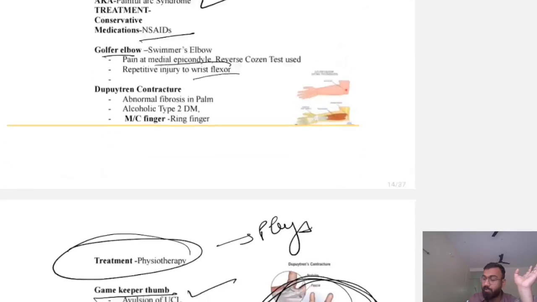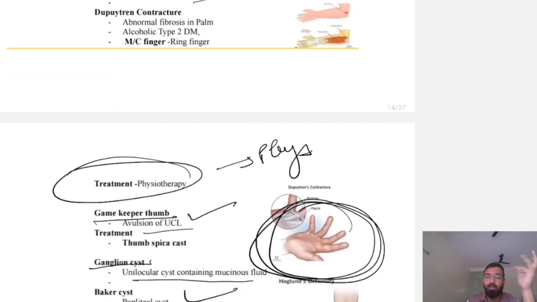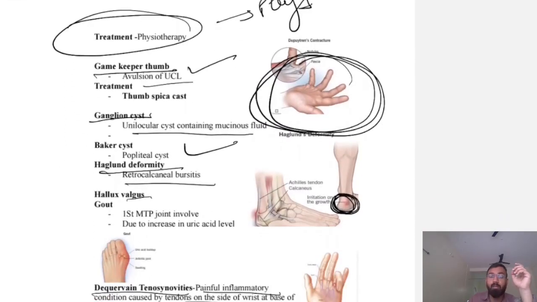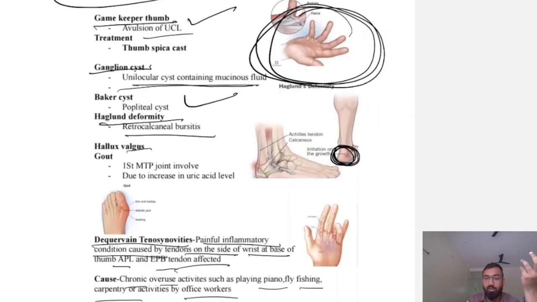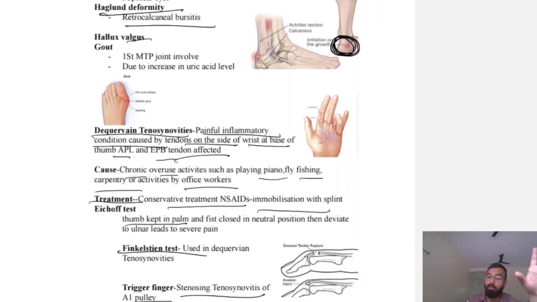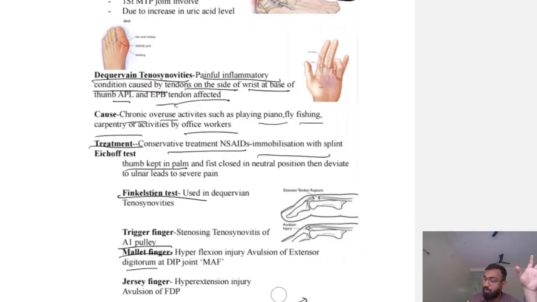Dupuytren contracture is seen in alcoholic and diabetes mellitus patients. It starts with the ring finger. It has 3 stages: nodular and fibrosis stage. Treatment is by physiotherapy. Gamekeeper's thumb is avulsion of the UCL, ulnar collateral ligament. Ganglion cyst is a unilocular cyst. Baker cyst is a popliteal cyst. Haglund deformity is retrocalcaneal bursitis. Hallux valgus, I have explained to you already. Gout is inflammation of the first MTP joint due to increase in uric acid.